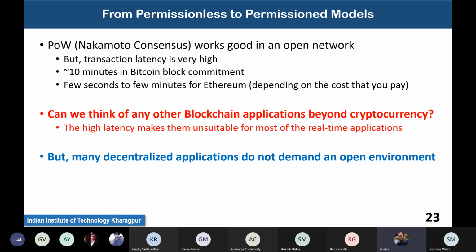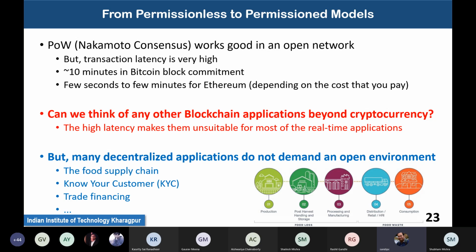But the interesting fact is that many decentralized applications do not demand an open environment. For example, if you think of a food supply chain, KYC validation, or trade financing, for such applications there is a fixed number of participants. That number may be something like 100 or 200, but you know who is going to participate.